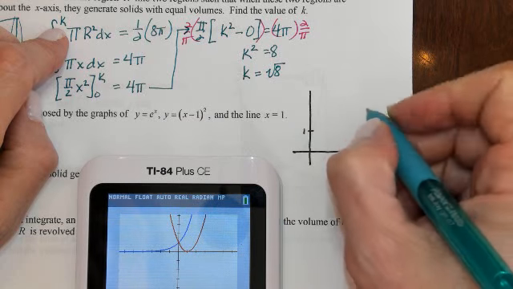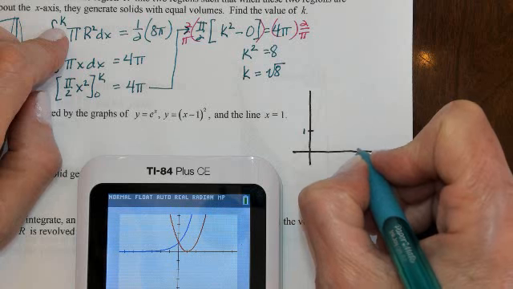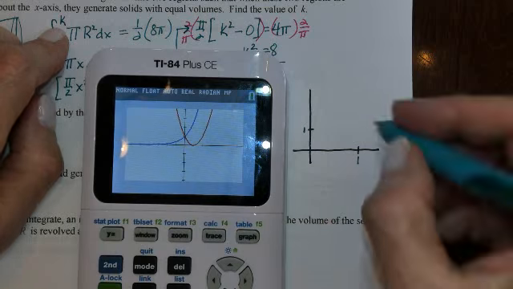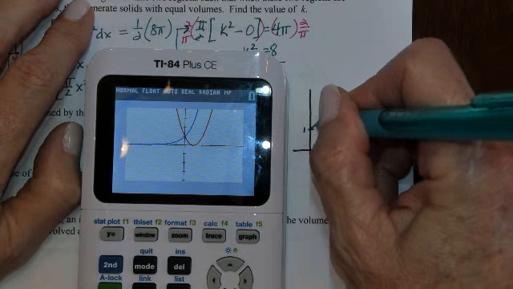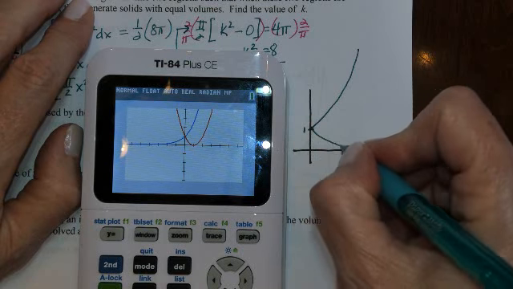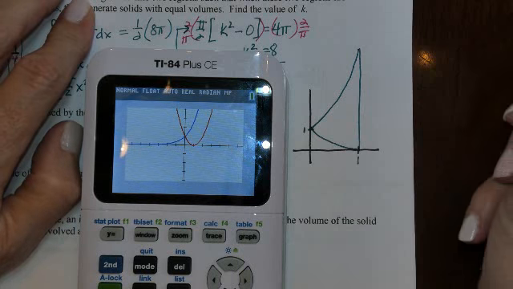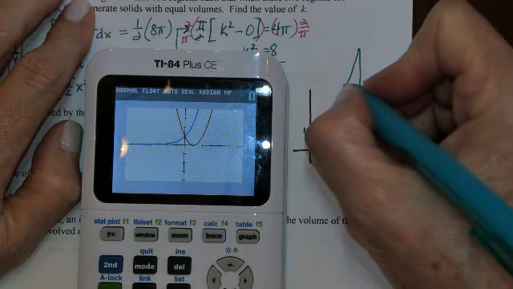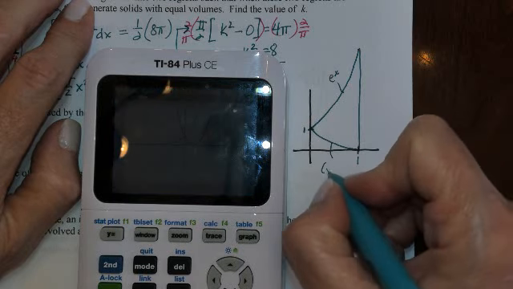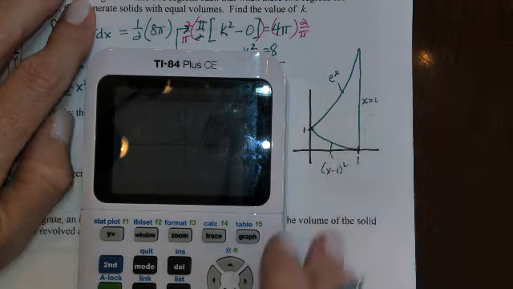So that value is 1. And then we're over here when x is 1. I'm going to make it not to scale so that I can see what I'm doing here. So this is going to go up like this. And then this is going to go down like that. And then I'm going to have that vertical line here. So there's my region. Okay. This is my e to the x graph. This is my x minus 1 squared graph. And this is my x equals 1.